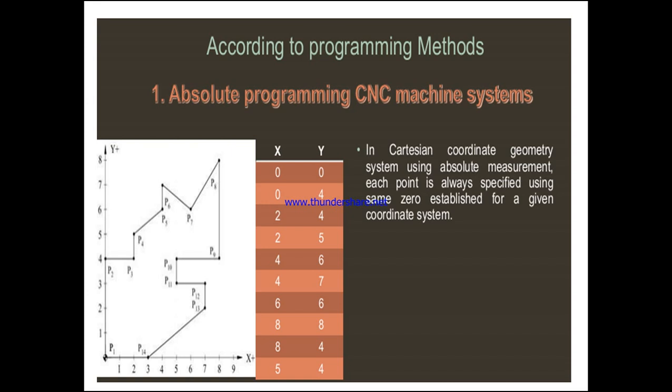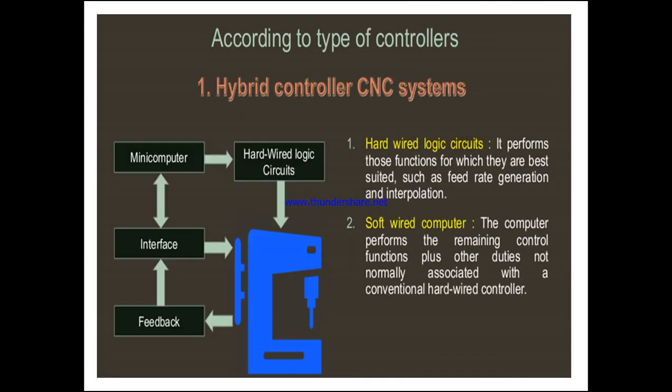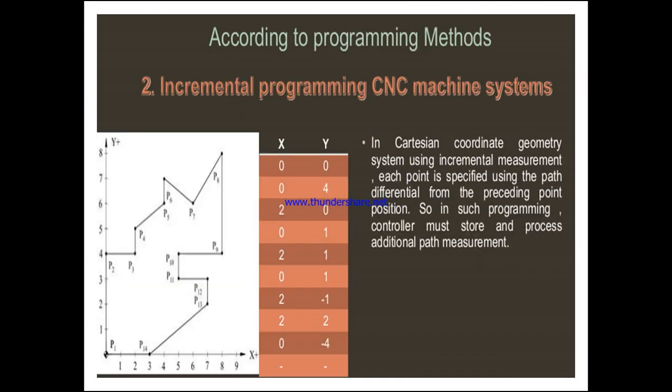In incremental coordinates in CNC machines, we use the Cartesian coordinate geometry system with incremental measurement. Each point is specified using the path differential from the preceding point position. In such programming, the controller must store and process additional path measurements.